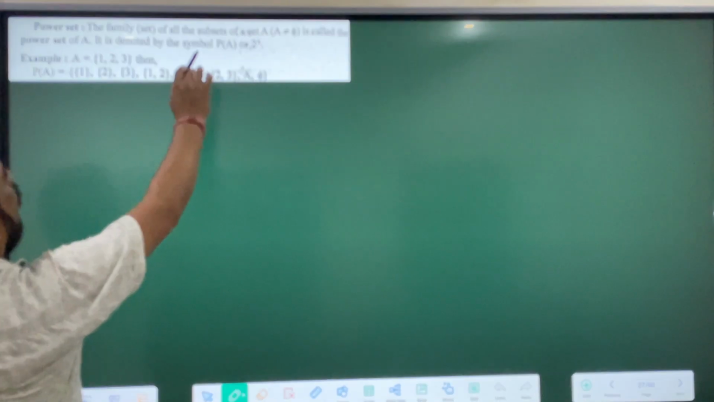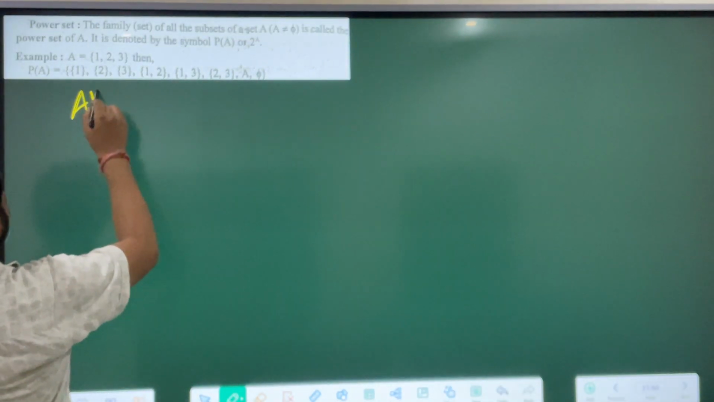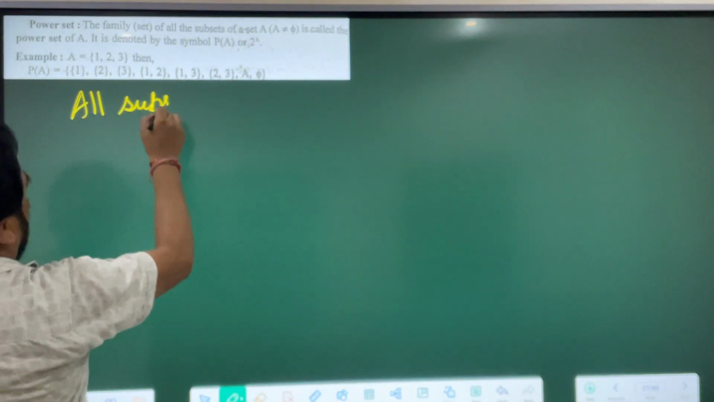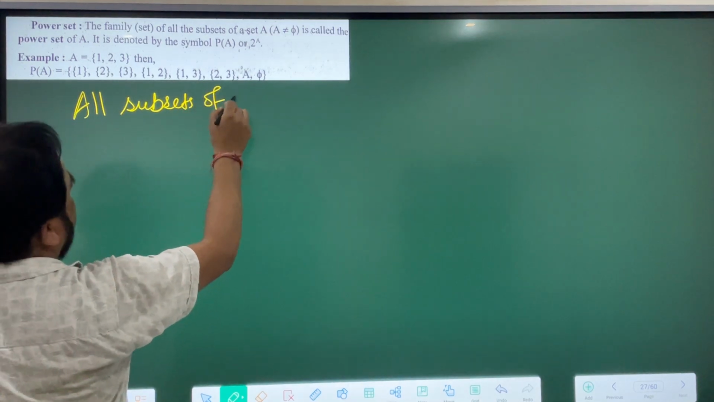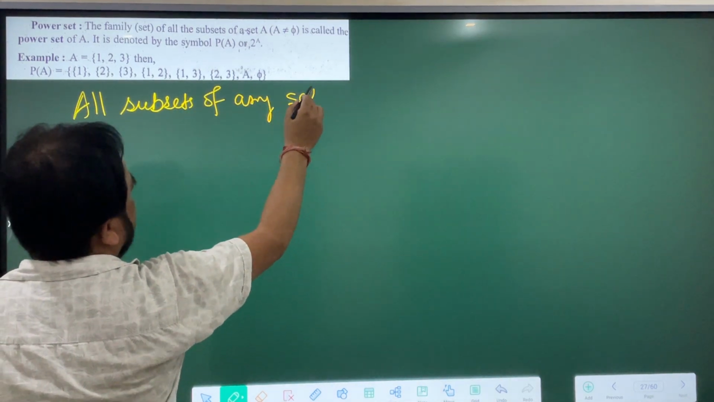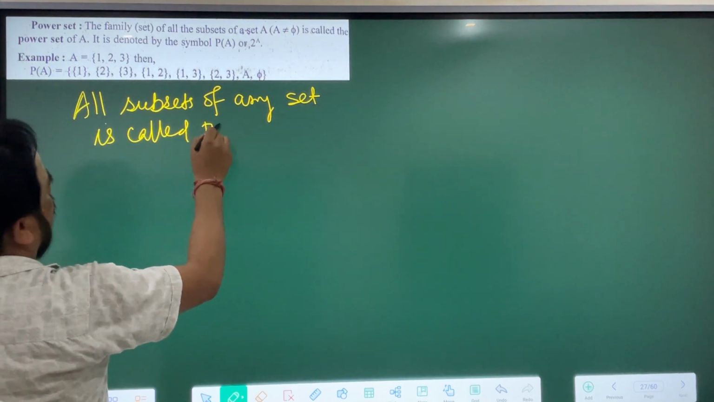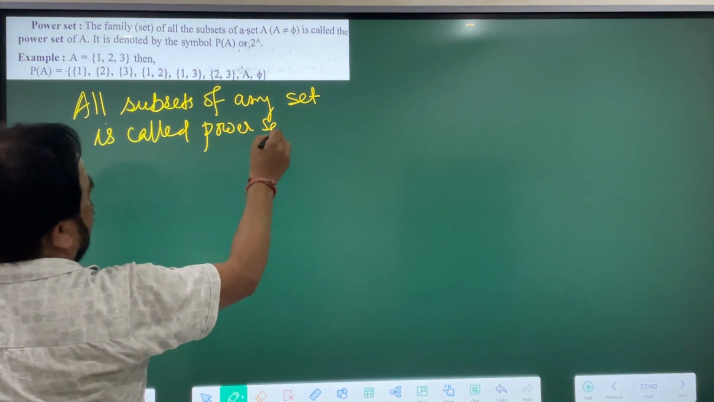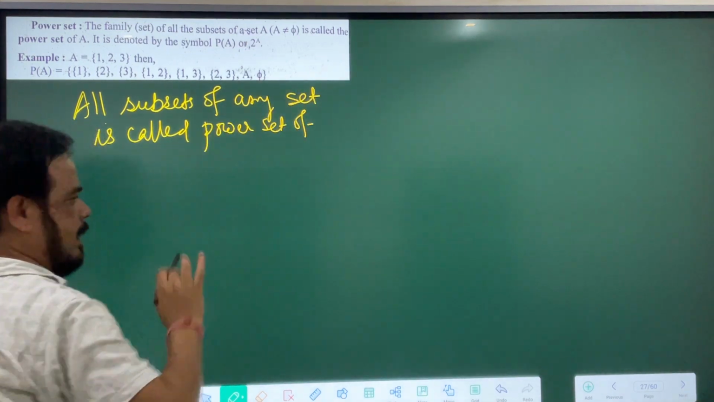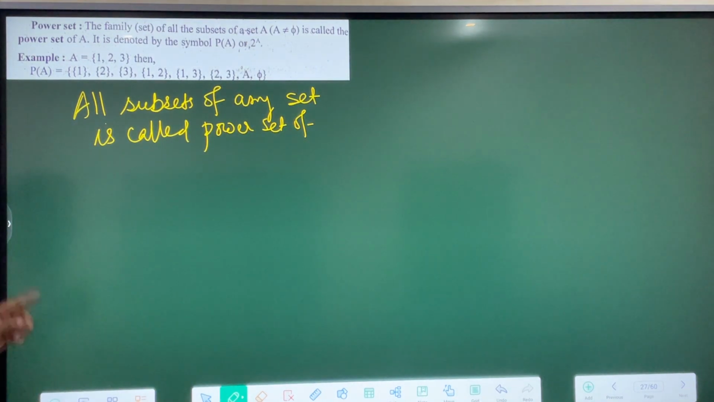The family of all subsets of any set is called power set. Power set of that particular set. All the subsets of any set. So I will show you.